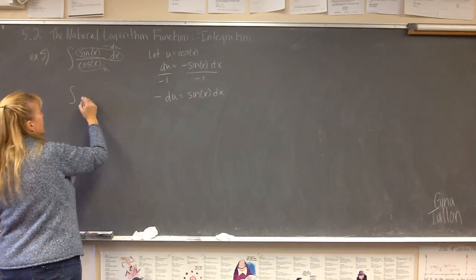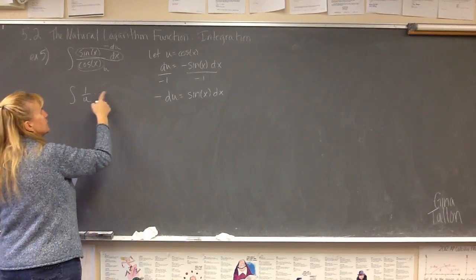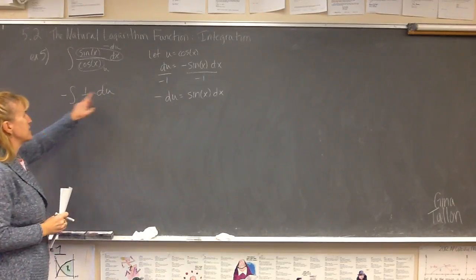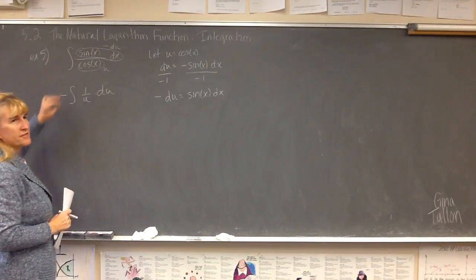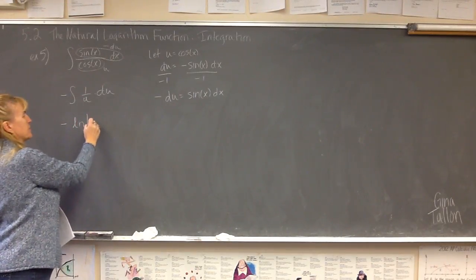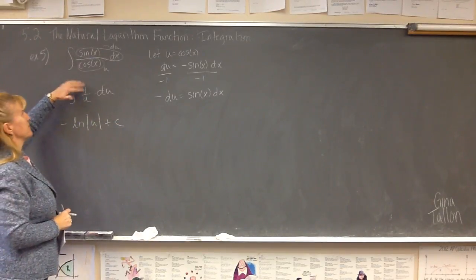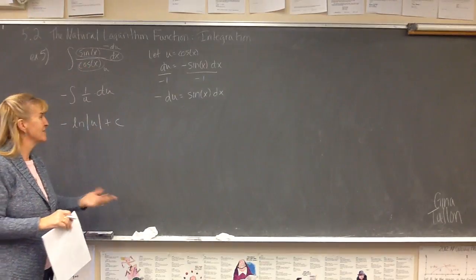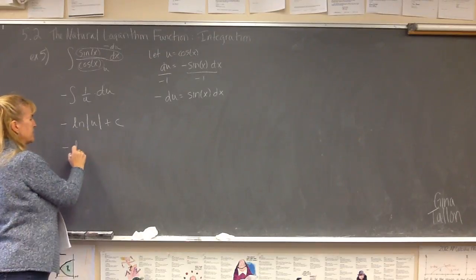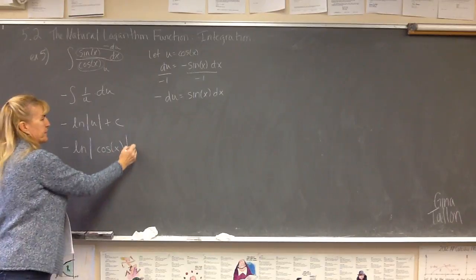I can rewrite this as 1 over u times negative du. Now instead of negative du written here, I'm going to put my negative out there and my du right there. I still have negative du. I'm just choosing to put my constant to the outside and save a step. Alright, this is negative natural log of the absolute value of u plus c. I do a plus c because I don't have a definite integral. This is an indefinite integral. So I'm going to bring my u back into play as an x. This is the negative natural log of the absolute value of cosine of x plus c.